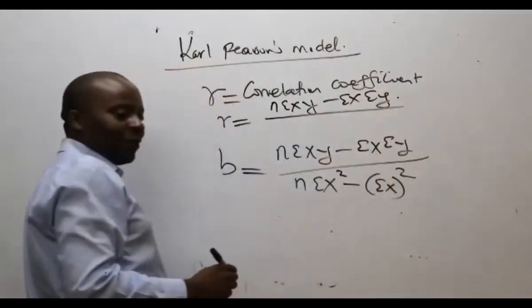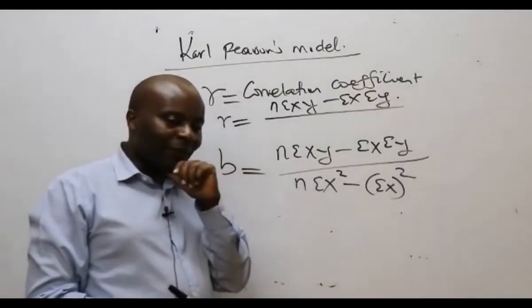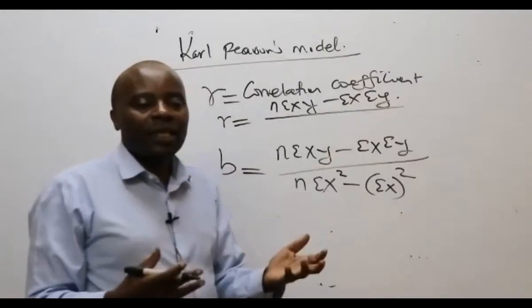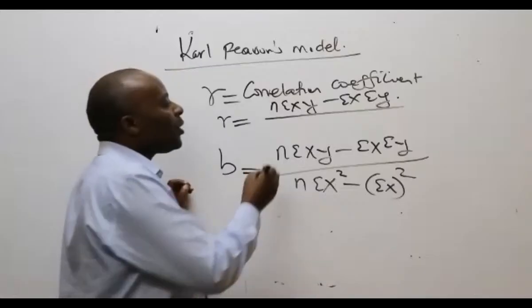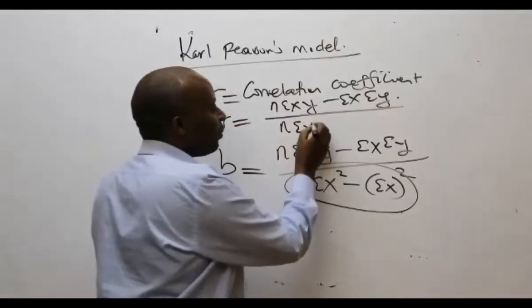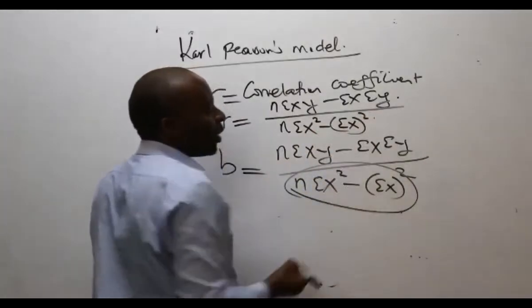Now, the moment I've taken care of the numerator, there is also something that I know about the denominator. There is also a relationship about the denominators. If I understand this, I've understood the entire thing. So for the denominator, what I need to do is to copy this. So it is n summation of x squared minus summation of x, squared, like that.